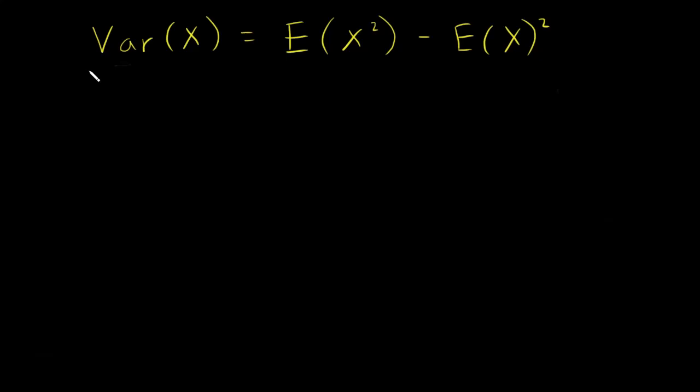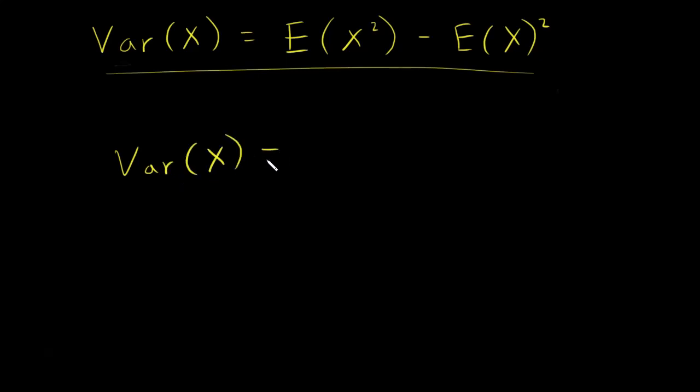I want to take a few moments to talk about this equation here. And basically I want to build up to how we got to this equation, starting with the basic definition for variance. So the variance of x, by definition, what is variance? It is the expected difference between x and the mean of x.